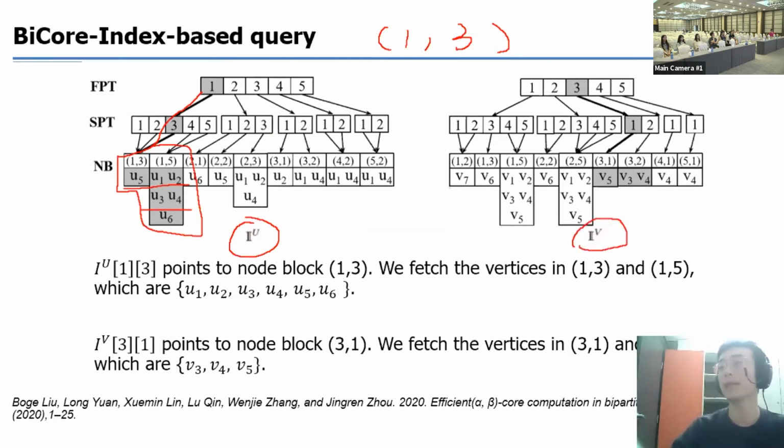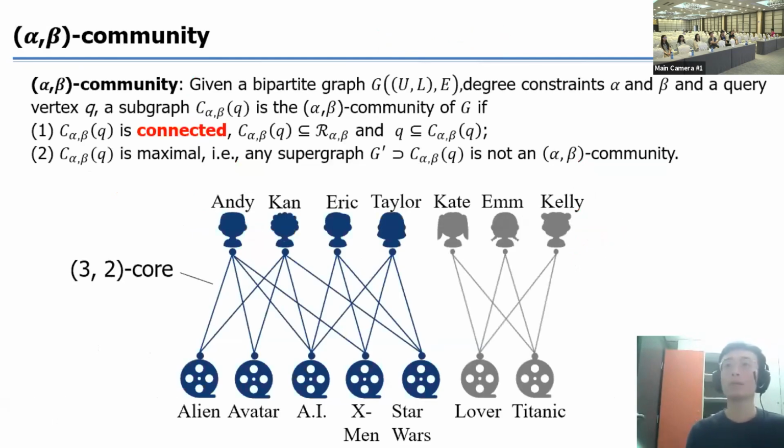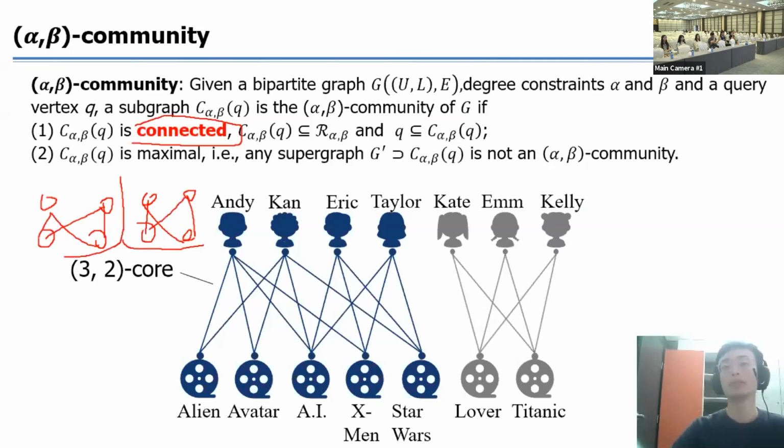And then we need to go to the index I_V to find the node block pointed by (3,1). And then we will find three lower layer vertices V5, V3, and V4. Based on the alphabetical model, the alphabetical community model is further defined by requiring the connectivity. Because the original alphabetical definition does not require connectivity, it will group two disconnected groups into one alphabetical core. By further requiring the connectivity, we can solve this issue and can use the alphabetical model to do community search.